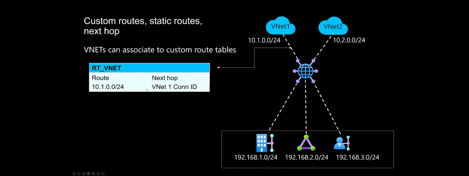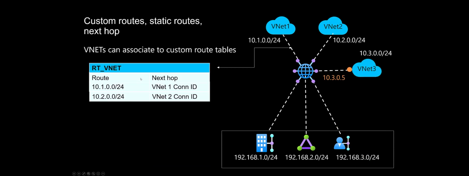Now, if I want to create a custom route table, I can name it something like RT_VNet, right? And I'm going to associate all of my VNet connections to this route table. So say I am coming from this little IP over here, 10.3.0.5, and I would like to reach one of my branch locations. Well, the good news is because they're all contiguous address spaces, I can put in a 192.168.0.0/16 address, right?